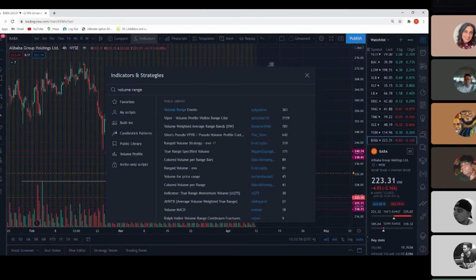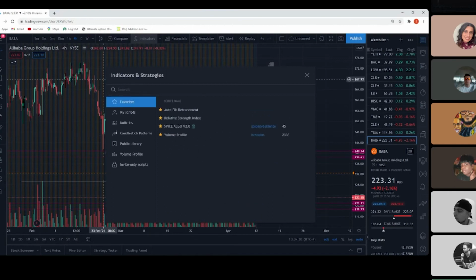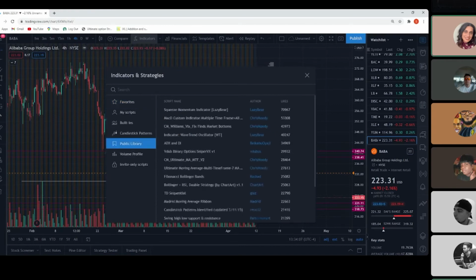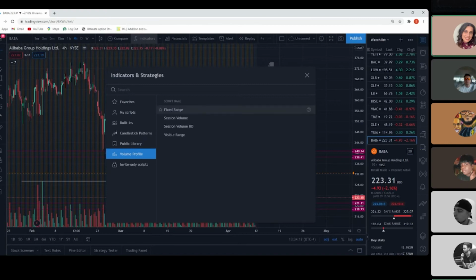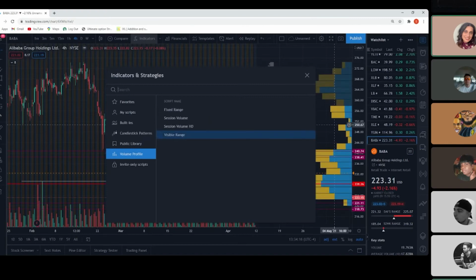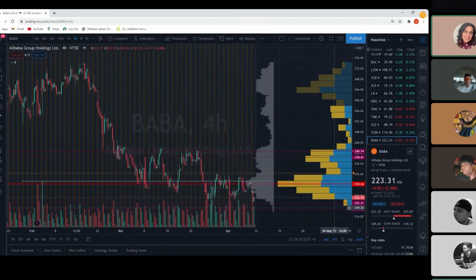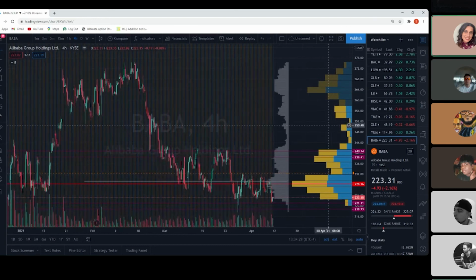What do you look it up as? Volume range? No. Look at the left side tab right there. Right below public library is volume profile. No, indicators in the little box right there. Yeah, volume profile right below it. There you go. Visible range is what you use. You can look it up on their help, and there's a link, and we can post that too. You can read about it and see what it says, and it talks about everything in here, which is pretty cool. This is a really good tool.